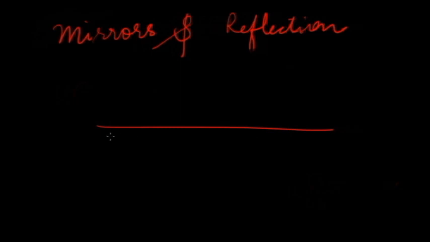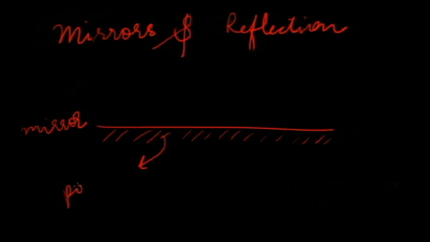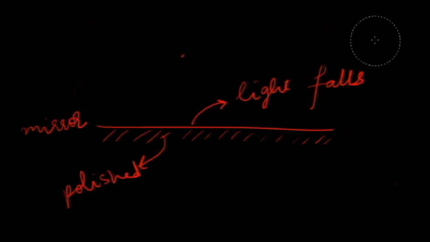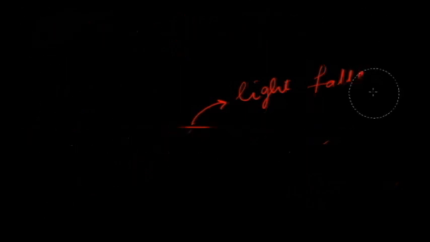And also to explain quickly, we represent a mirror by this diagram. What it basically is, is that this is my polished surface, that is the backside of the mirror, which we cannot see, and this is the surface where light falls. So let's get started, right?